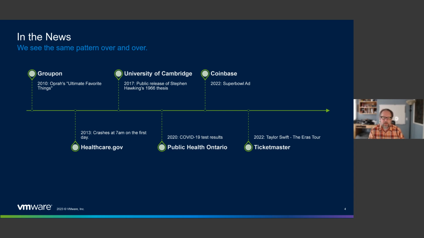But as we'll see, COVID hit in 2020, and Coinbase. Everybody wants to get in on crypto, and crypto was doing well at this time. A Super Bowl ad crashed crypto, Coinbase.com. And then Ticketmaster just recently. So over and over again we see these patterns of traditional web architectures just not being able to handle what's going on.